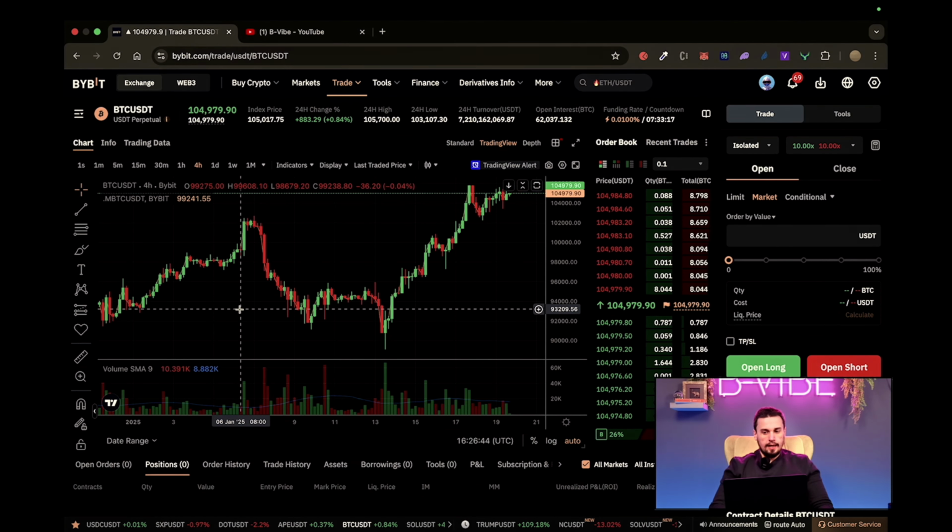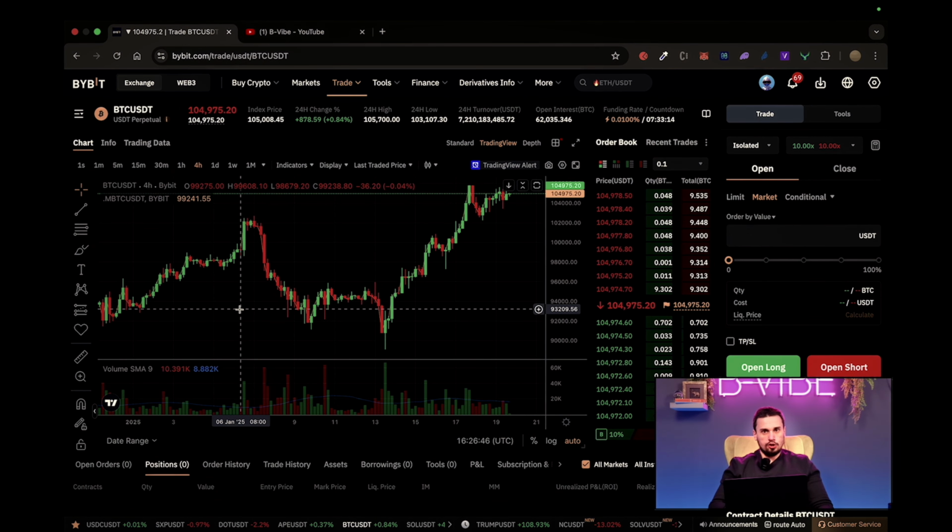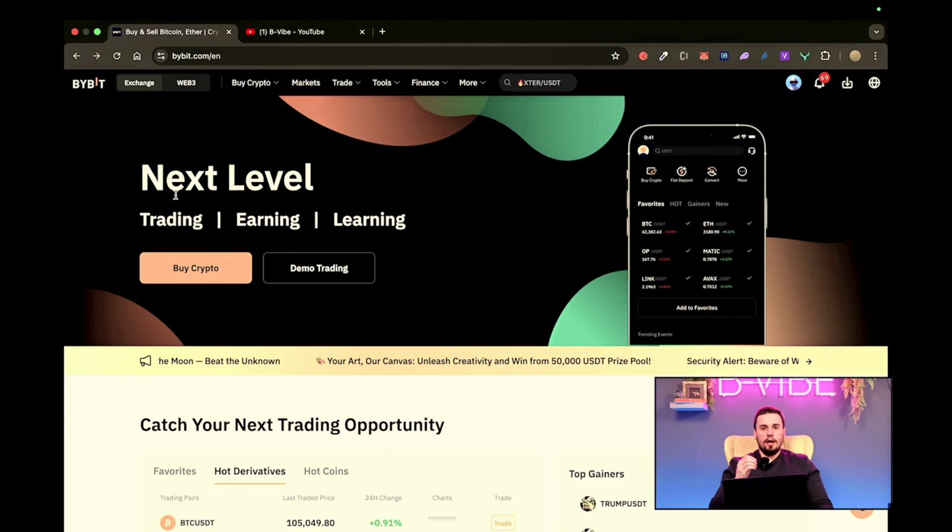And here we can use actual money to trade. But if you haven't traded before, my suggestion to you will be to use demo trading. Bybit is one of the exchanges that provides this possibility to use fake demo money.